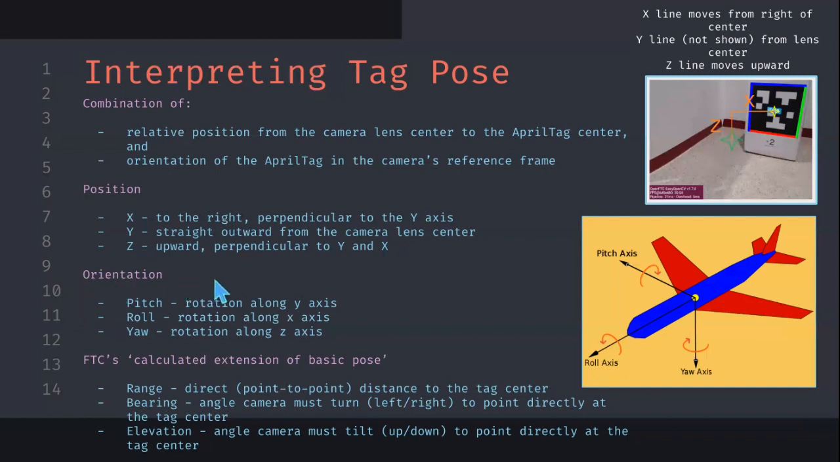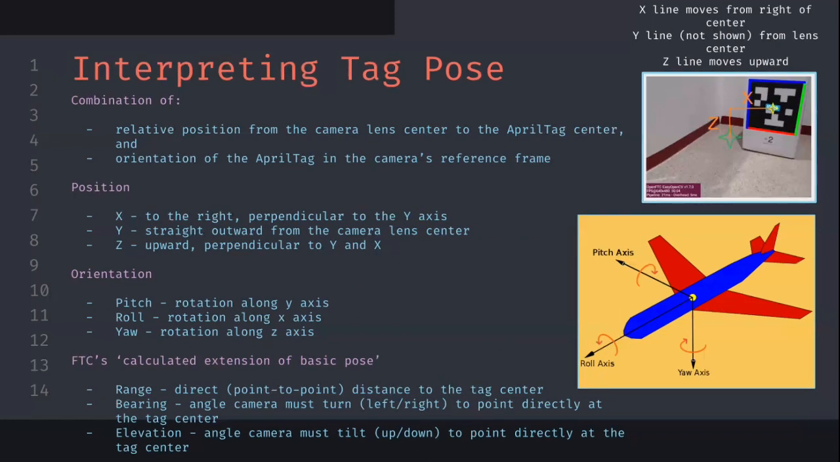Orientation consists of pitch, roll, and yaw, where pitch is the rotation along the y-axis, roll is the rotation on the x-axis, and yaw is the rotation on the z-axis. Lastly, there's FTC's calculated extension of the basic pose, which starts with range, which is the direct distance to the tag center, bearing, which is the angle that the camera must turn either left or right to point directly at the tag center, and lastly, elevation, which is the angle that the camera must tilt either up or down to point directly at the tag center.